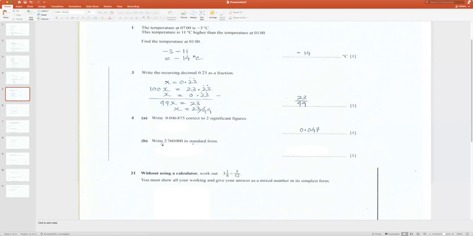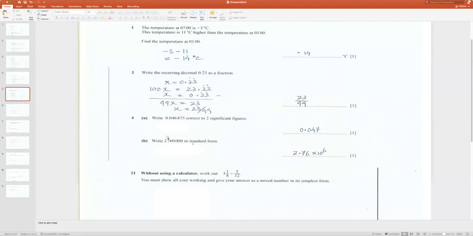Write this value in standard form. When we are writing in standard form, we have to put the decimal after the first non-zero value. This is the first non-zero value, so we have to put the decimal here: 2.76. For this, we have to go 1, 2, 3, 4, 5, 6. So this is 2.76 times 10 to the power plus 6.